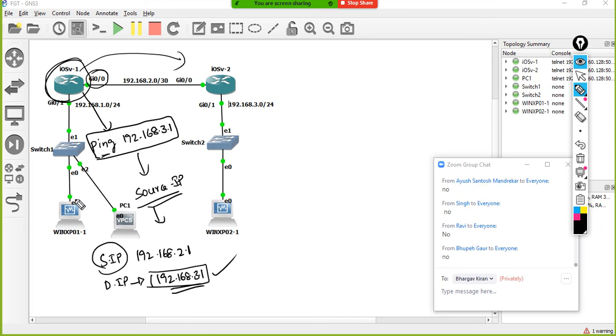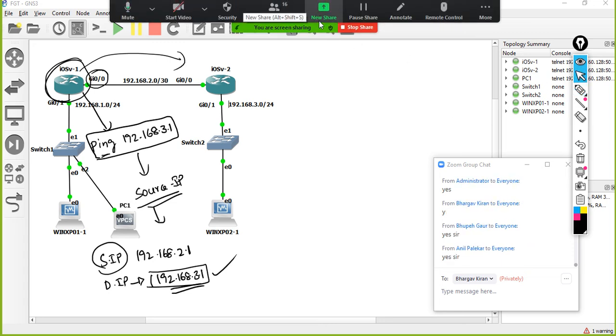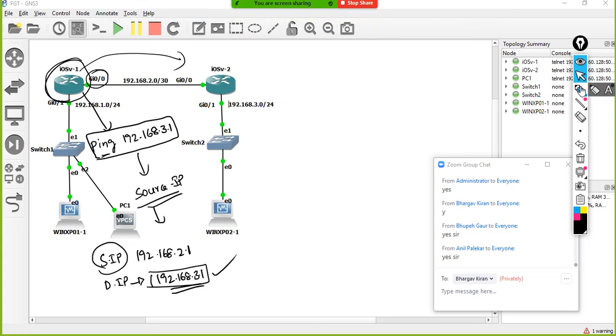Do you understand, everybody? So that's why you are not able to get the reply. Do you understand, everybody? Guys, are you able to understand or not? Because everybody feels that static routing is very easy. But it's not like that. You need to understand how the traffic is flowing.